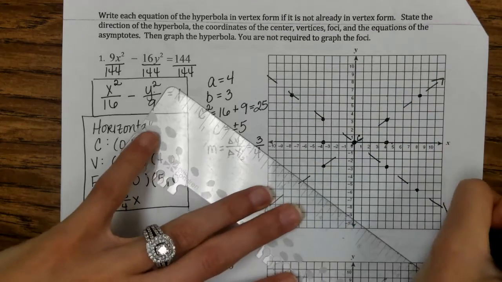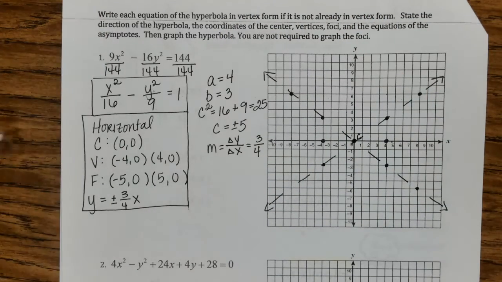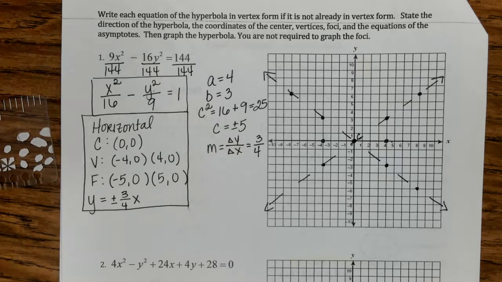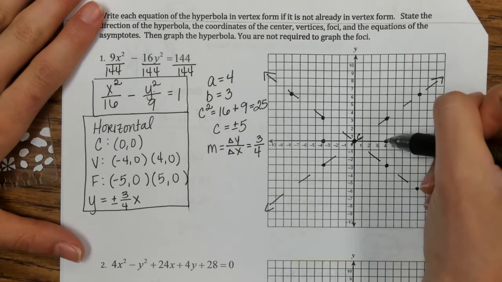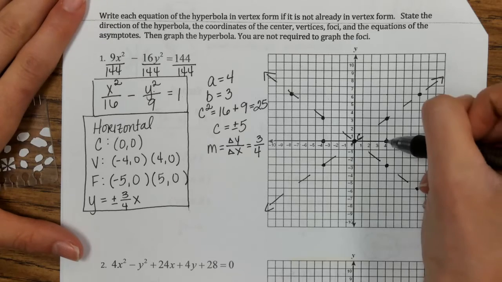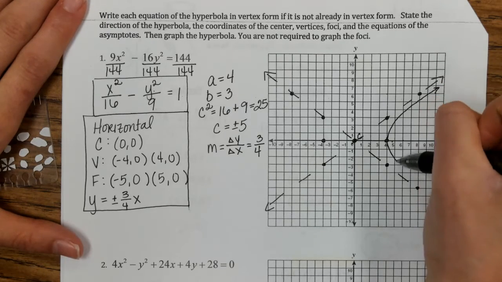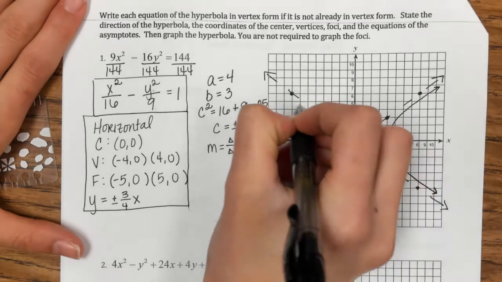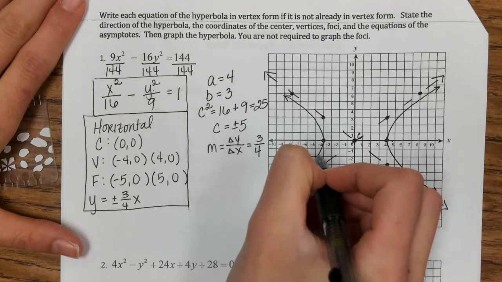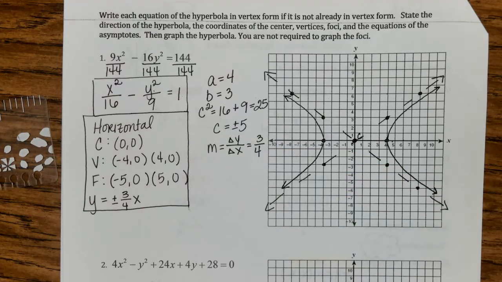So remember that an asymptote is the line that your graph approaches but never crosses. So we're going to use our asymptotes to guide us in the shape of our hyperbola. So all we're going to do is start at the vertex and just go pretty close to those asymptotes. And that's all you have to do.